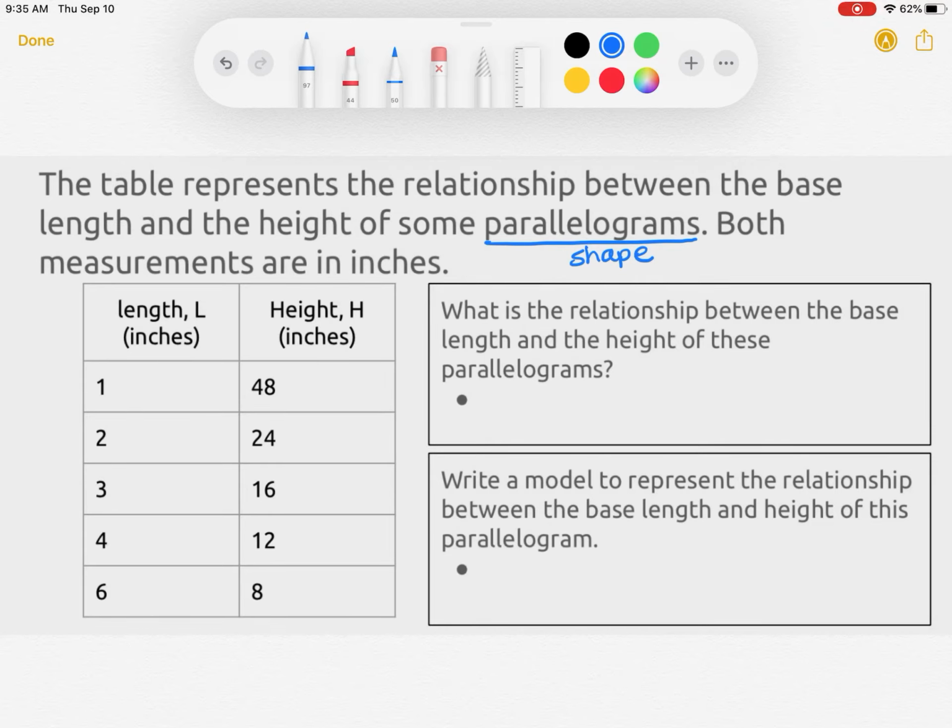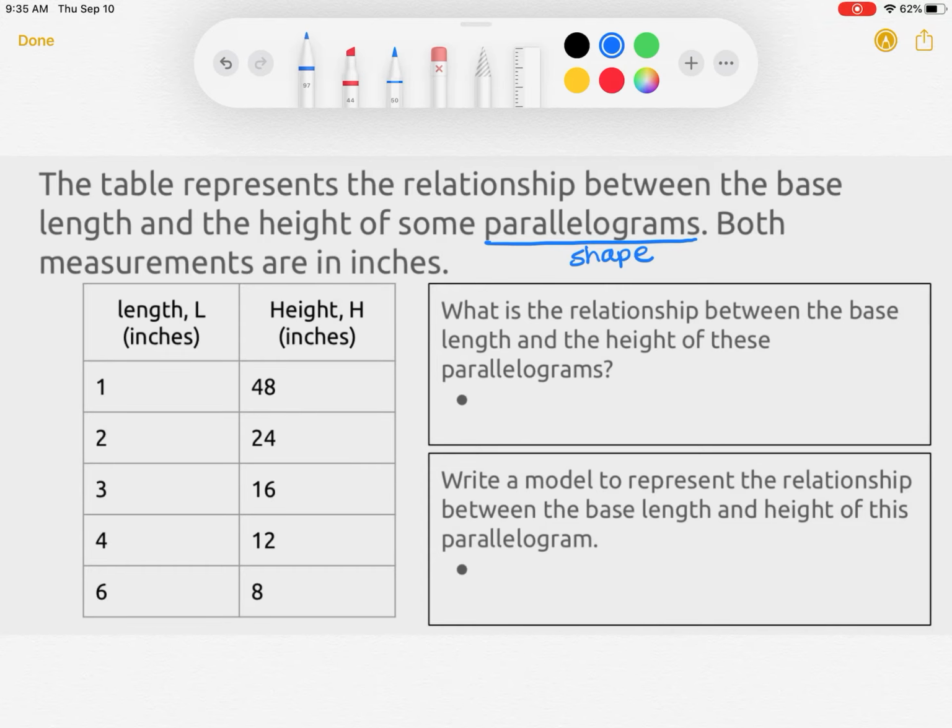So I'm looking, is there a relationship between 1 and 48? Is there a relationship between 2 and 24, 3 and 16, 4 and 12, 6 and 8? And I'm thinking, I know that they all need to have the same relationship. Okay, each row, we need to find a way that represents the relationship between all of these numbers.